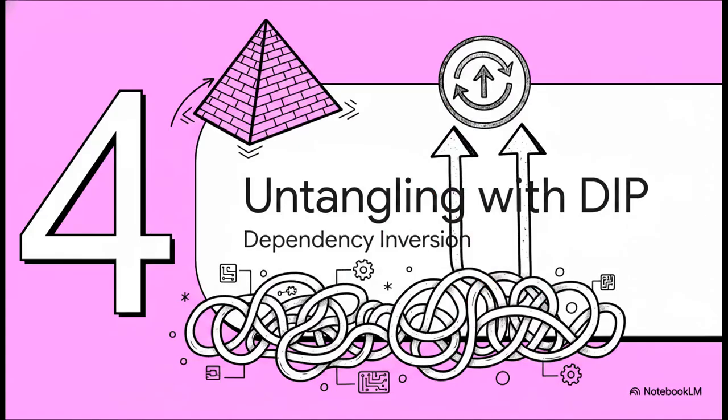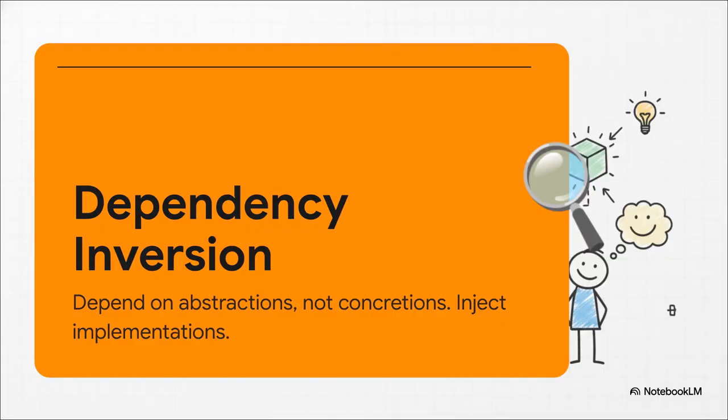Section 4. Untangling dependencies with DIP. We're nearing the top of the pyramid here. DIP dictates that your high-level business logic should not reach down and directly glue itself to low-level infrastructure, like databases or email servers. Instead, both should depend on an abstraction, like an interface. The concrete implementation is then securely injected in.